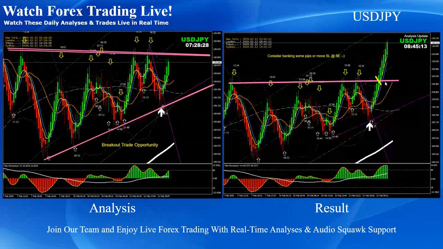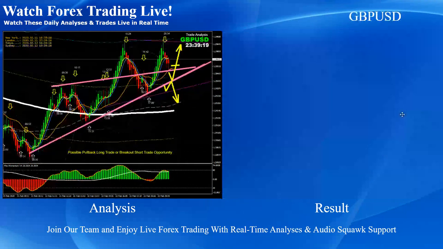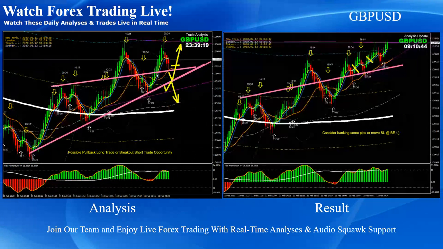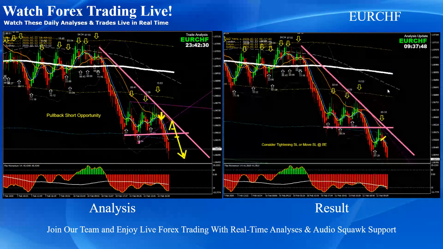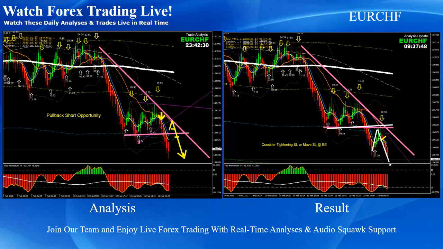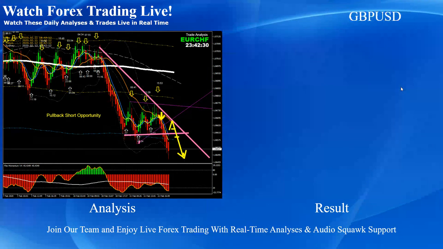And dollar yen, pretty straightforward, interesting consolidation breakout, beautiful long trade. And pound dollar, as mentioned on the analysis, as you can see, the price nicely developed a pullback and developed a second time, beautiful long positions on pound dollar. Euro Swiss franc, pretty straightforward as mentioned on the analysis. We are expecting a pullback. Price went up and beautifully developed a pullback short trade on Euro Swiss franc.